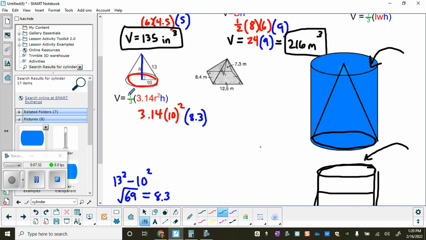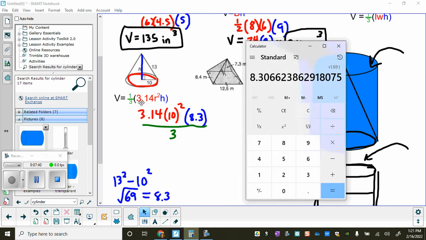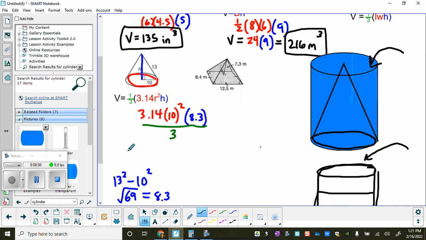And even though you see the 1/3 in the formula, me personally, I just like to put it all over 3. So in the calculator, we've got pi r squared times height, so 3.14 times, now 10 squared is 100, times 8.3. So that's my top part, y'all. Now, a third of that, I'm just going to divide by 3. So I get 868.7. So the volume of this is 868.7. There's no units here, so I'm just going to put cubic units.